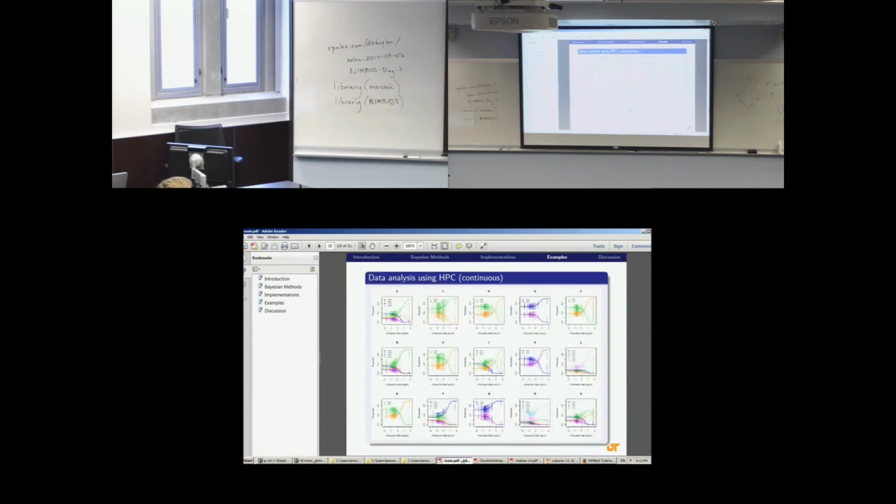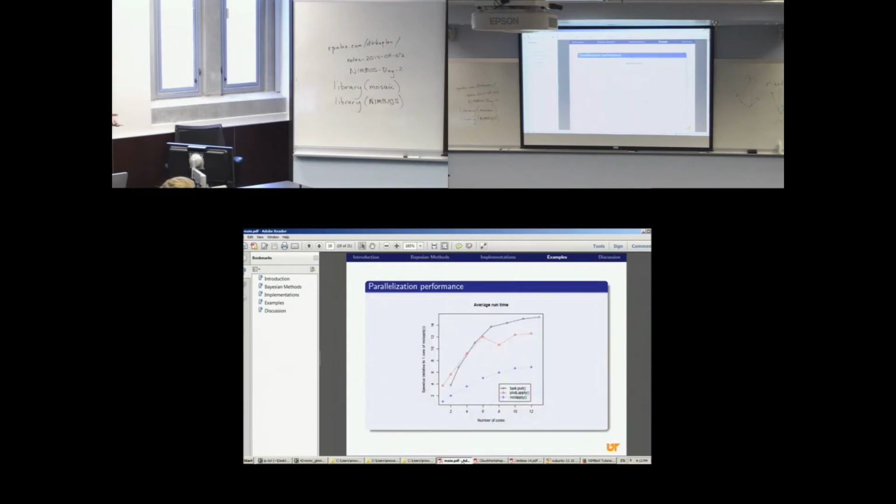Okay, at the end I will show you some performance comparison between these three different parallelization approaches. One is task pool, which is much better than mclapply. Here, task pool requires one more core to control the jobs. This is the only drawback, but consider the performance gain as worth it.